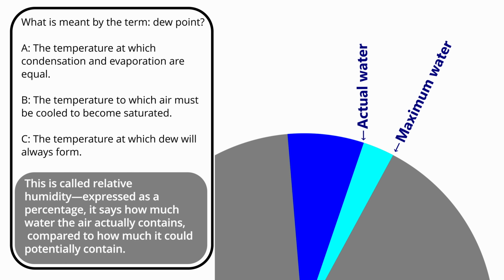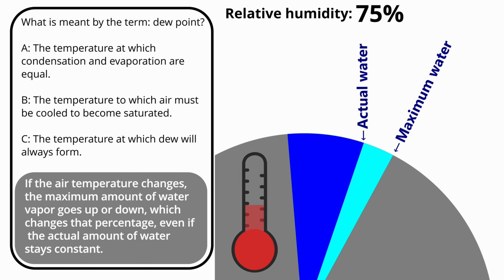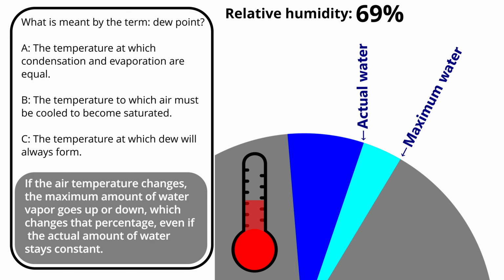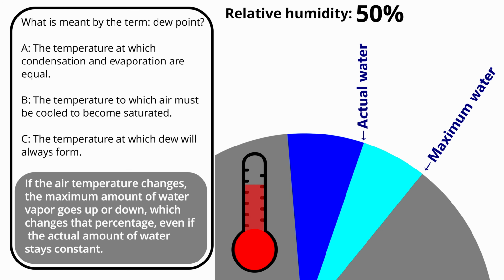This is called relative humidity, expressed as a percentage. It says how much water the air actually contains compared to how much it could potentially contain. If the air temperature changes, the maximum amount of water vapor goes up or down, which changes that percentage even if the actual amount of water stays constant.